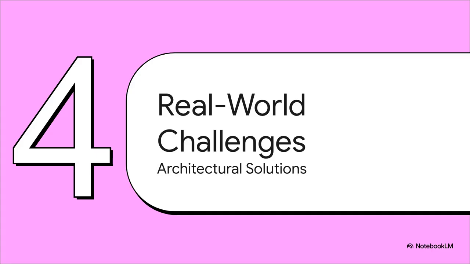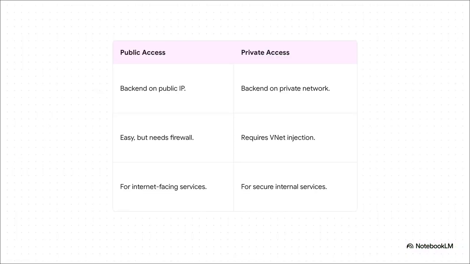Okay, so that's the theory. Let's get practical. Let's see how these concepts actually come together to solve some real-world architectural challenges you probably face every day. First up, how do you actually connect to your backend APIs? Well, you've got two main options here. On one hand, if your API is already public on the internet, it's pretty straightforward.